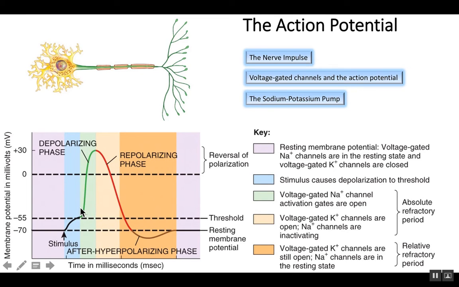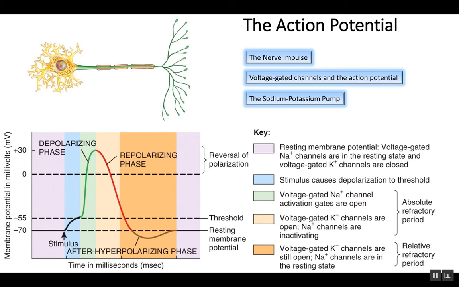If threshold is reached, notice what occurs. You have a rapid depolarization phase, shown in green. If we refer to the key, voltage-gated sodium channels open. That's what causes the depolarization phase of the action potential. Because when those voltage-gated sodium channels are allowed to open, you get a massive influx of sodium. Since sodium is a positively charged ion, you move towards positive charge. At positive 30, that's another key number to remember.